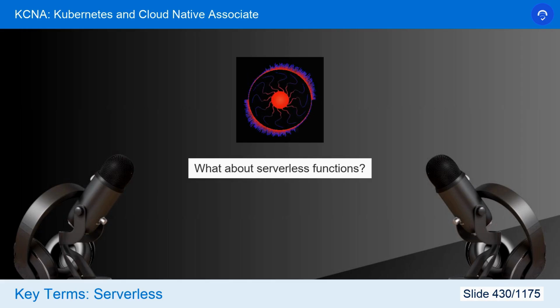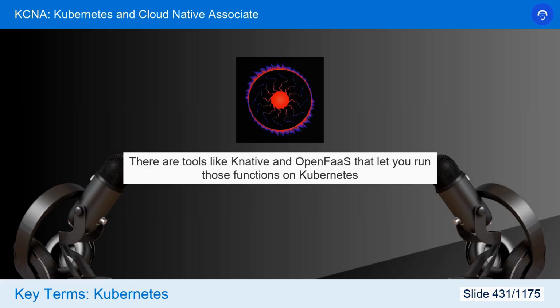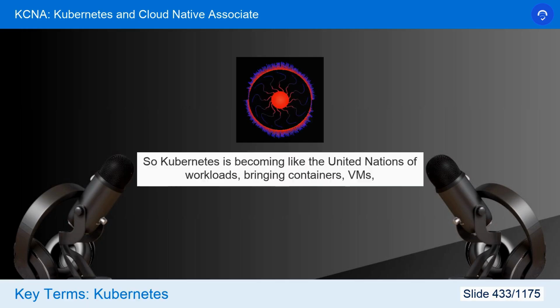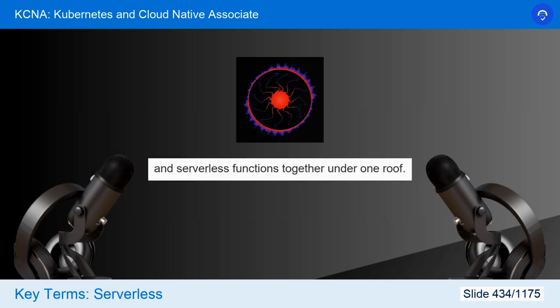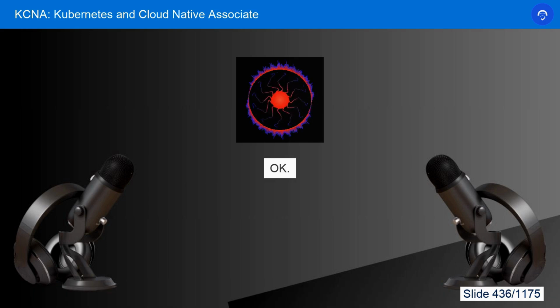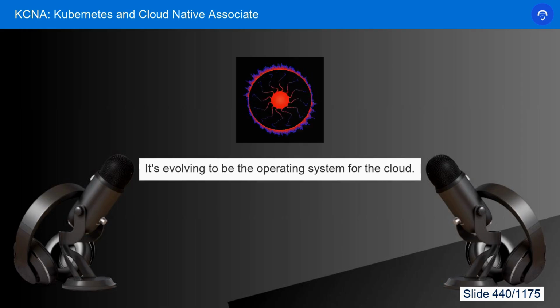For serverless functions, there are tools like Knative and OpenFaaS that let you run those functions on Kubernetes as well. So Kubernetes is becoming like the United Nations of workloads. Yep. Bringing containers, VMs, and serverless functions together under one roof. That's a great way to put it. I like it, and it makes sense. It's evolving to be the operating system for the cloud.